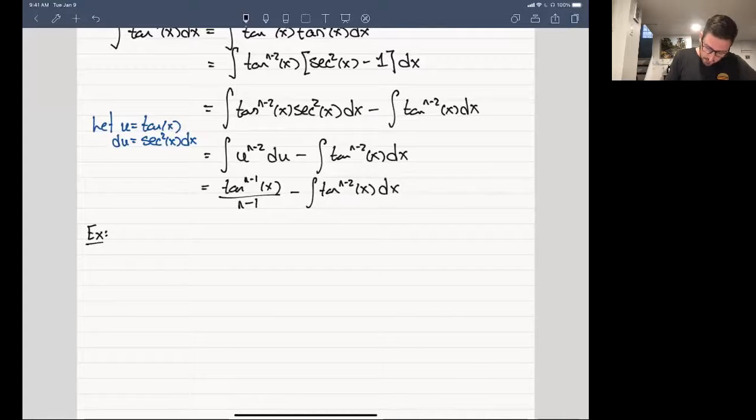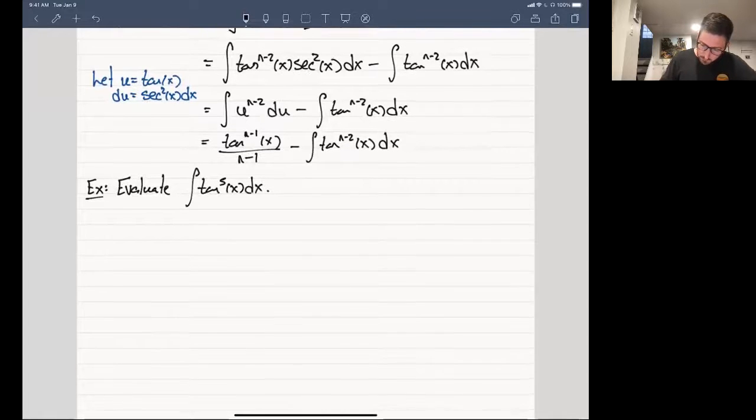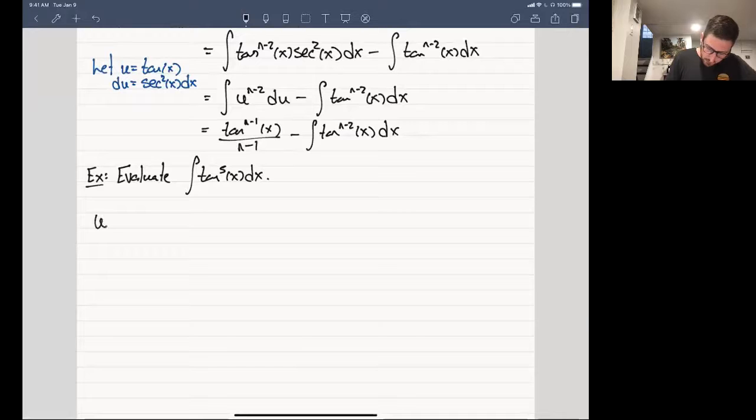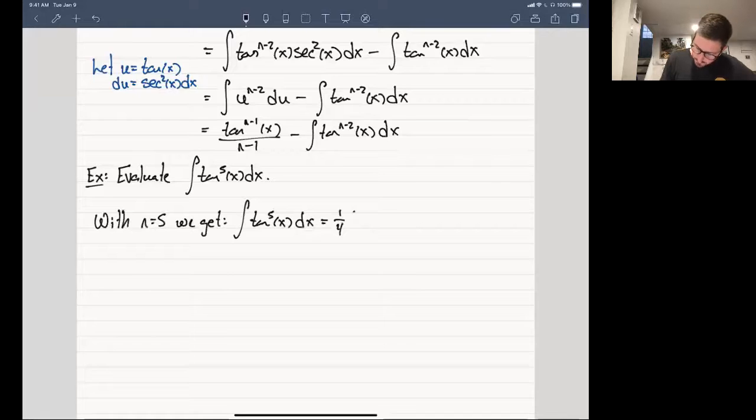So let's evaluate the integral of tan to the power of 5 of x dx. Well, from our formula, with n equal to 5, what does our formula tell us? It says that the integral of tan to the 5 of x is equal to 1 over 4, 1 over n minus 1, tan to the 4 of x minus the integral of tan cubed of x dx.